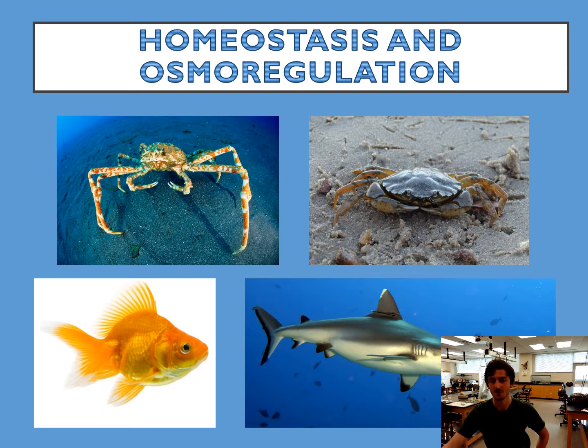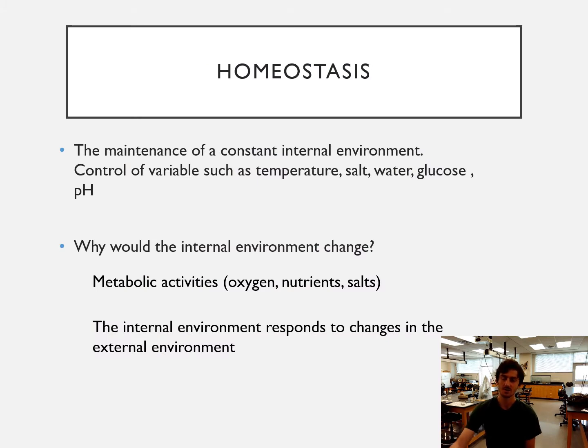And for this week, we'll be going over homeostasis and osmoregulation and the different roles it plays in living organisms. So to begin with, we'll start with homeostasis. Homeostasis is really just maintaining a constant internal environment. This process involves controlling variables such as temperature, the amount of salt in your body, even the amount of water or glucose. So the internal environment of your body changes a lot.